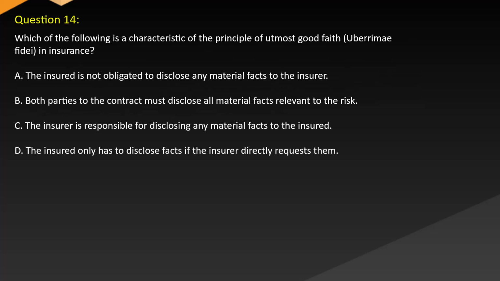Question 14. Which of the following is a characteristic of the principle of utmost good faith, uberrimae fidei, in insurance? A. The insured is not obligated to disclose any material facts to the insurer. B. Both parties to the contract must disclose all material facts relevant to the risk. C. The insurer is responsible for disclosing any material facts to the insured. D. The insured only has to disclose facts if the insurer directly requests them.